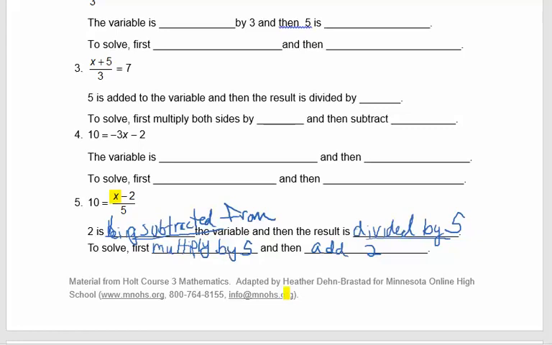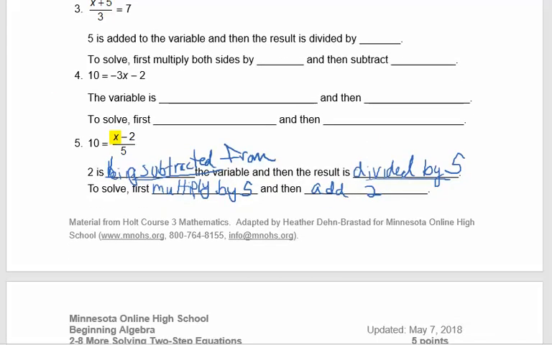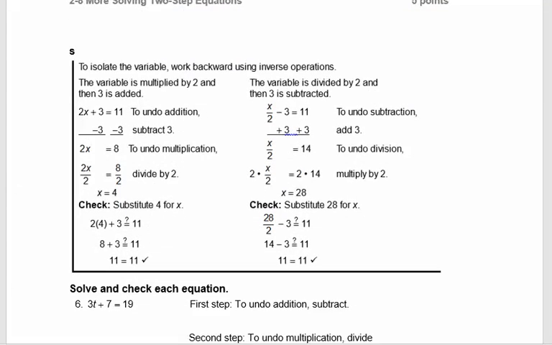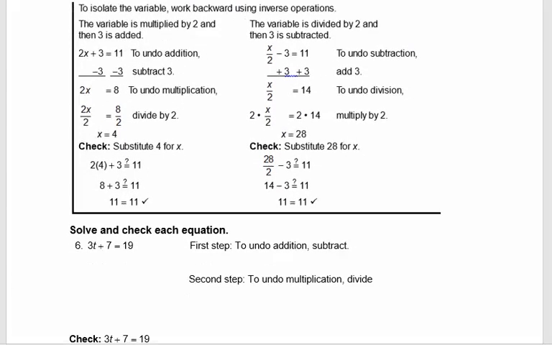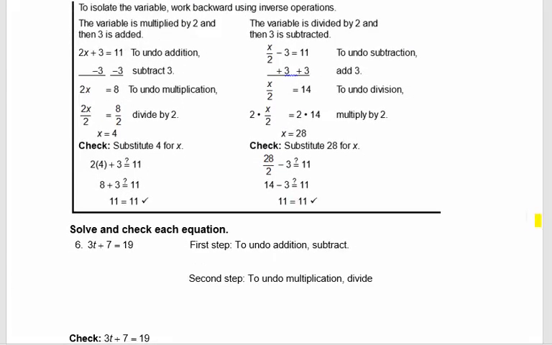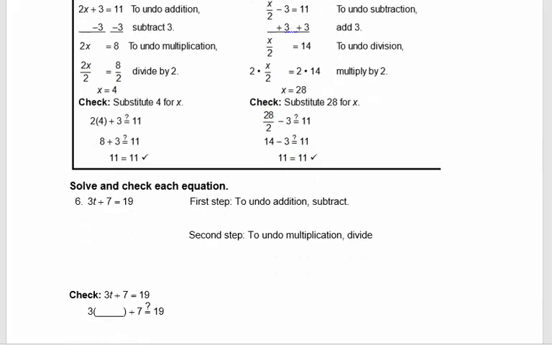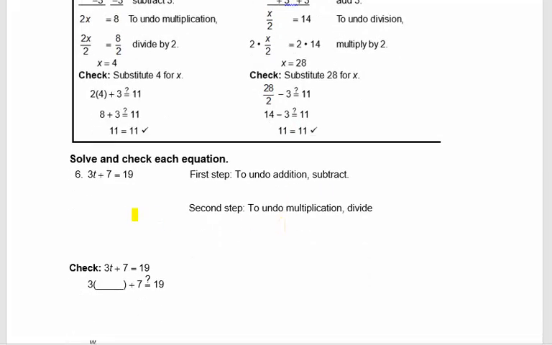So you don't actually have to solve these first ones. You just have to explain what's happening to the variable and what the steps to solve would be. Then on the next ones, we'll actually do some solving of equations. The first couple have the first steps given for you, but not the answers.